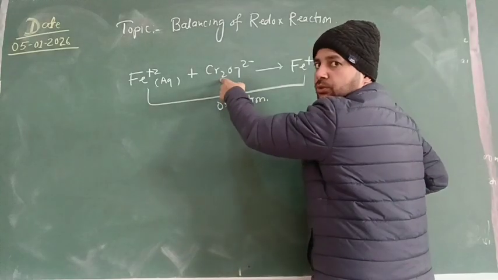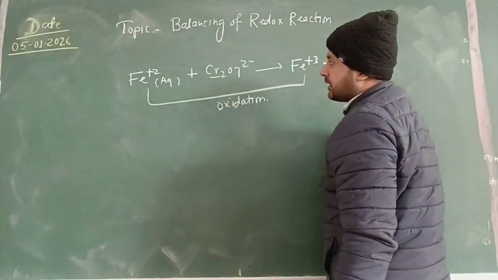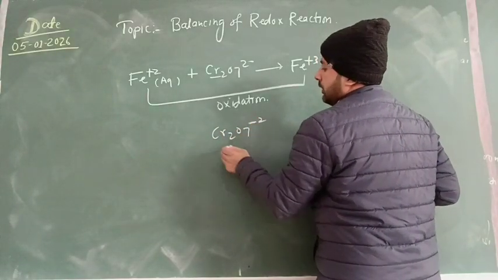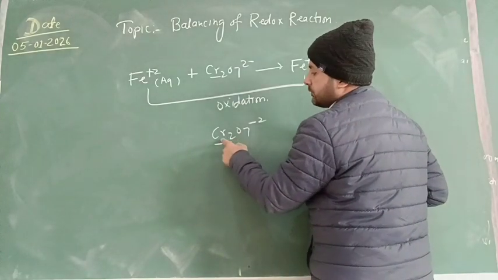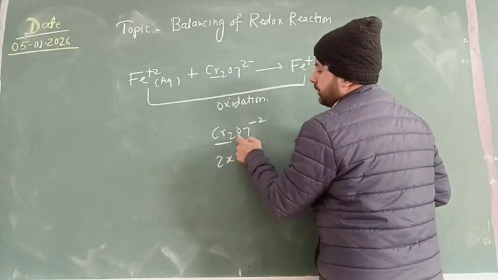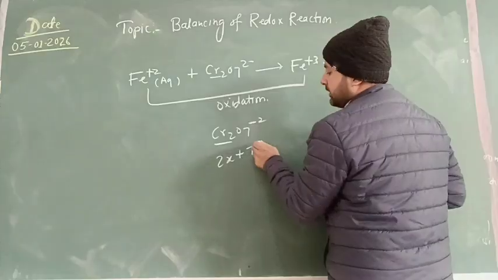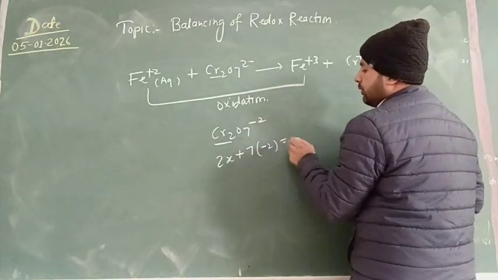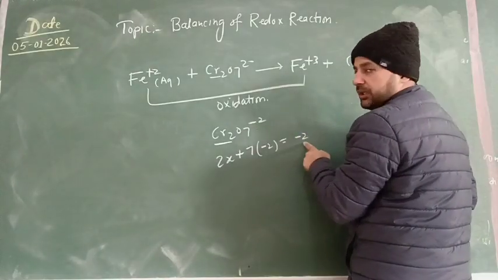In the case of Cr2O7 2-, which is known as the dichromate ion, first we will find the oxidation number of chromium. We consider it as x. Since there are 2 chromium atoms, we write 2x. For the next atom we add a plus sign. There are 7 oxygen atoms, so we put 7, and the charge on oxygen is -2. We set it equal to -2 because the overall charge is -2. If the overall charge were 0, we would put 0 here.